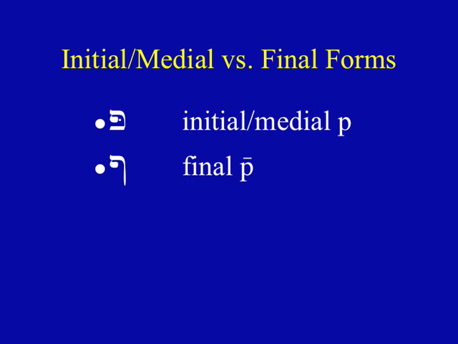Furthermore, Pei is one of those letters that has a different final form. And as perhaps we've come to expect, it's written more or less the same as the regular form of Pei, but it drops below the line instead of curving to stay on the line. So there's the regular form of Pei and the final form of Pei.